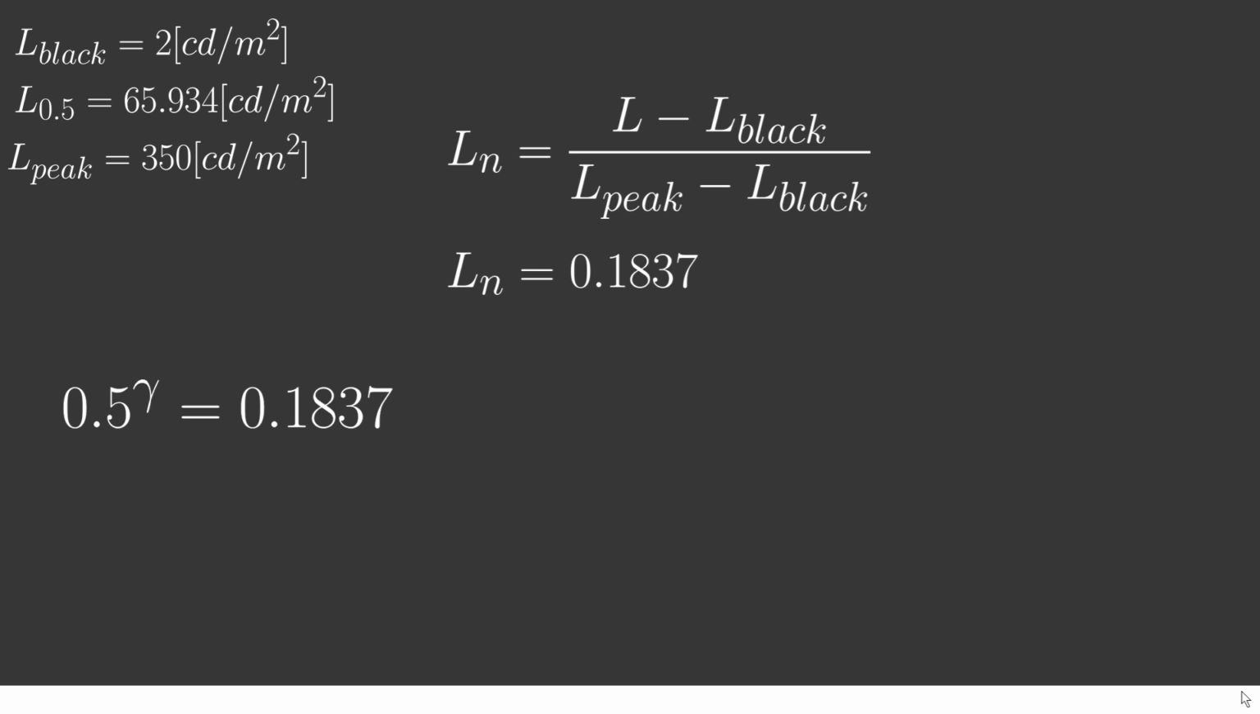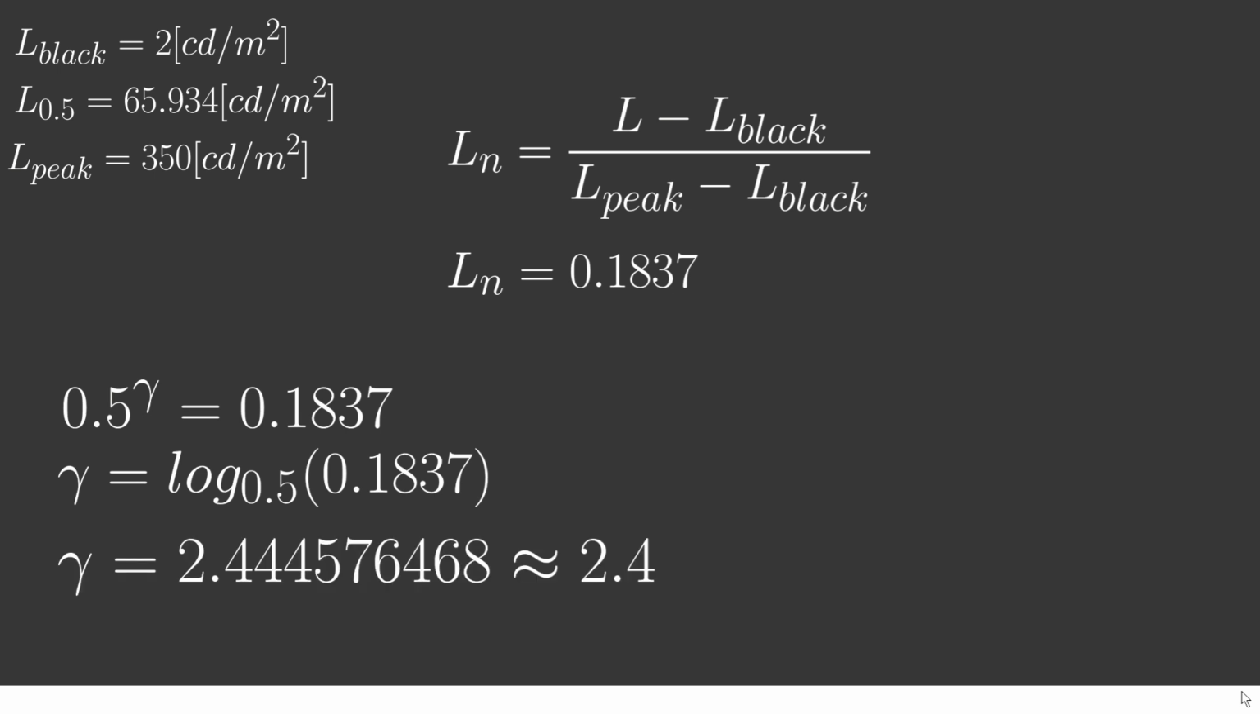0.1837. So to solve for gamma, we take the logarithm base 0.5 of our normalized luminance, 0.1837. And we get our answer, which is 2.44576468, or 2.4 to 1 decimal place.